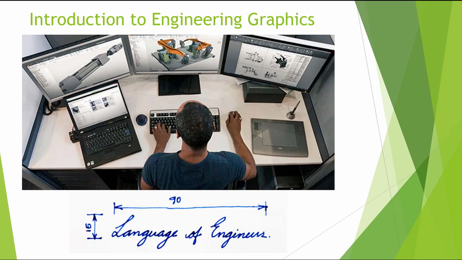Engineering graphics is the language used to convey information about an object necessary for it to be constructed. All engineering disciplines use graphics to bring an idea into reality.